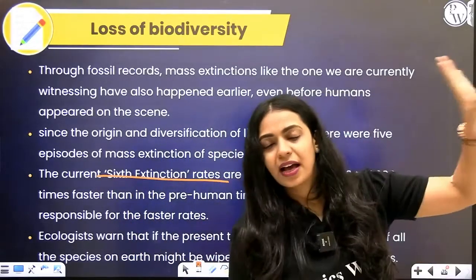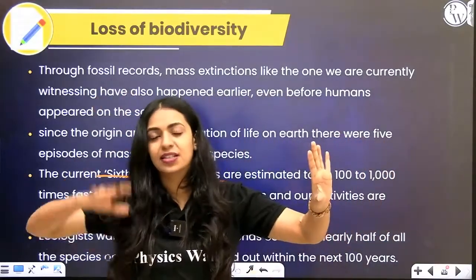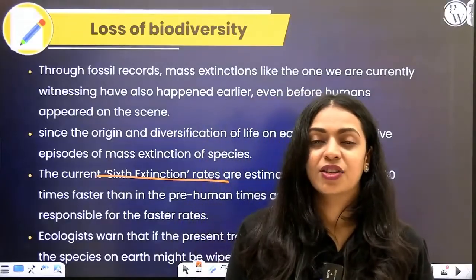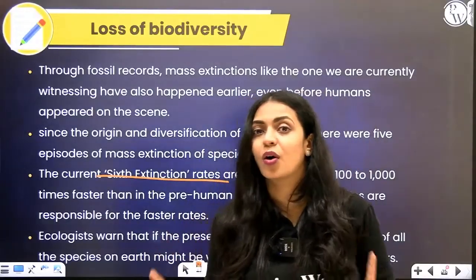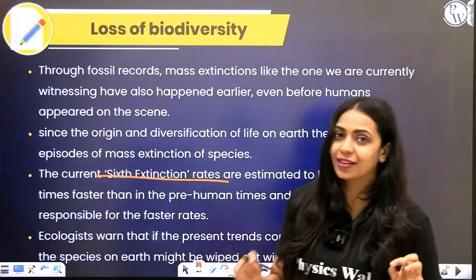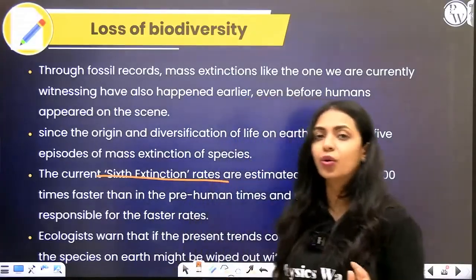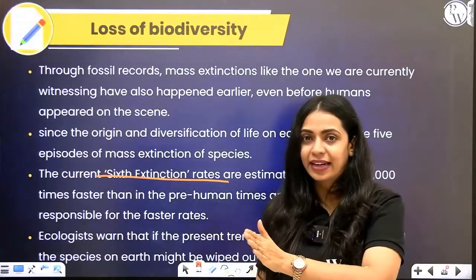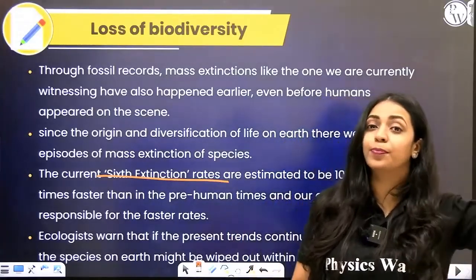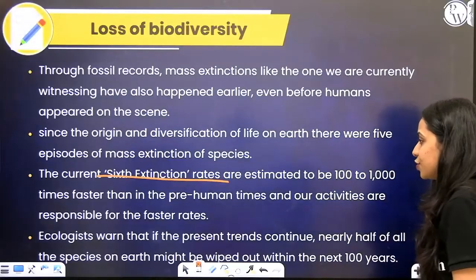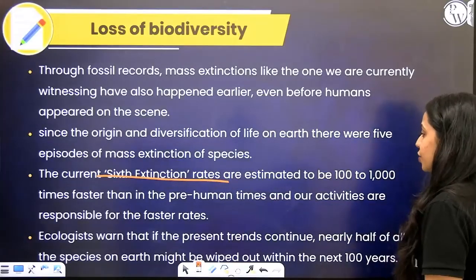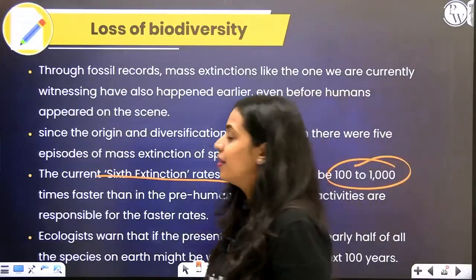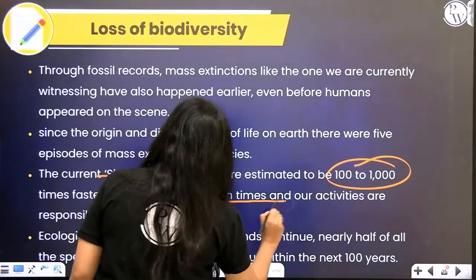But what differs the other extinctions from the 6th extinction that's occurring right now? Right now, whatever extinction is happening is mostly because of human or anthropogenic activities. Also, it is at a much higher rate compared to what it was in the previous 5 episodes of mass extinctions. The current 6th extinction rate is estimated to be 100 to 1000 times faster than it was in the pre-human times.